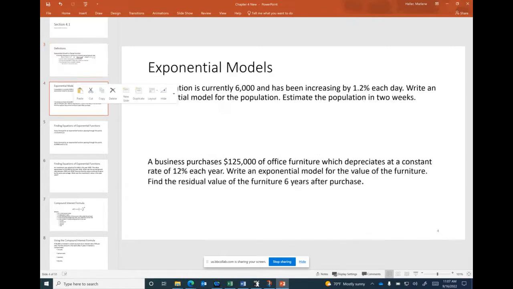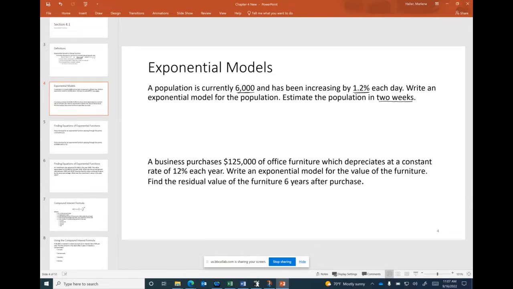All right, so let's take a look at a couple of examples of exponential models. In the first example here, we have some population that is currently 6,000 members, right? And this population has been increasing by 1.2% each day. Write the exponential model for that population and then use it to estimate that population in 2 weeks.